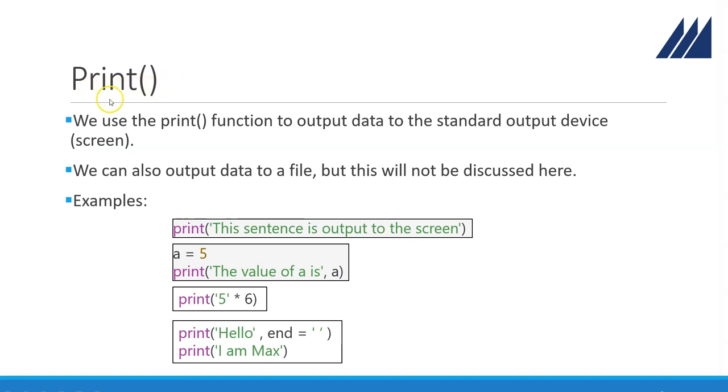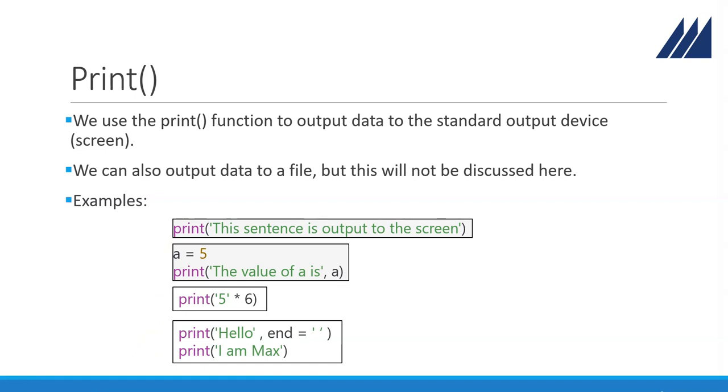What is the print function going to do? What it's going to do is basically output data to a standard output device. In our example, that is going to be the screen. So you can output a message, you can output the value of a variable, you can output a file, or whatever you want to output to the screen. Here we have multiple examples, and we're going to go through these examples together using IDLE.